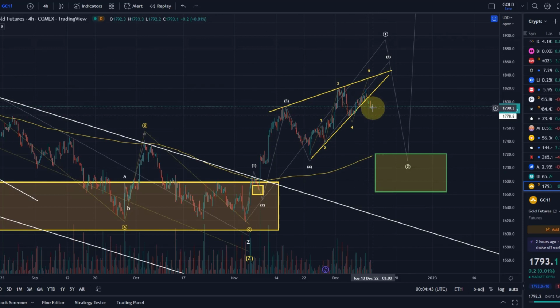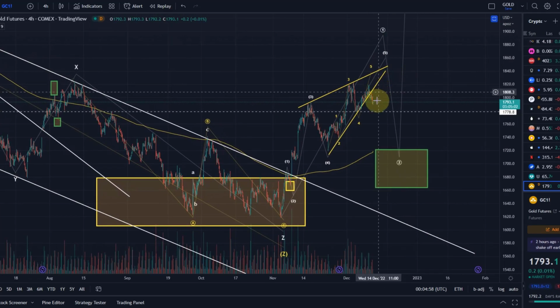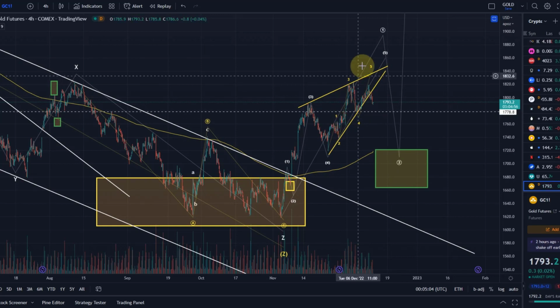upside gets exhausted. Ideally, I would have liked to see a push above the wave 3 high, which is at 1820 basically. A move above that level could have pushed us a little bit higher here, maybe even above the wedge to 1850 or so. Now, we can't be sure that this uptrend is over yet, because we haven't really made a lower low.